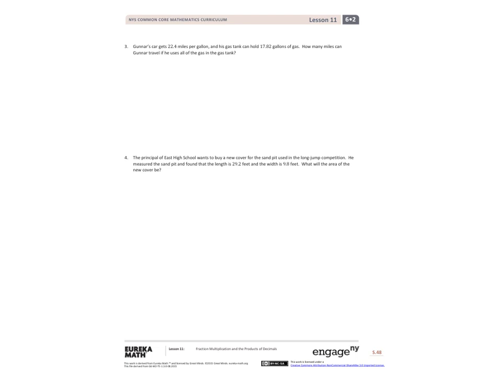Let's look at the next problem. Gunner's car gets 22 and 4/10 miles for every gallon, and his tank holds 17, almost 18 gallons, 17 and 82 hundredths. How many miles can Gunner travel if he uses all the gas in his tank? So we've got how many miles he can go per gallon, and then it holds this much, right? So we're going to calculate that out.